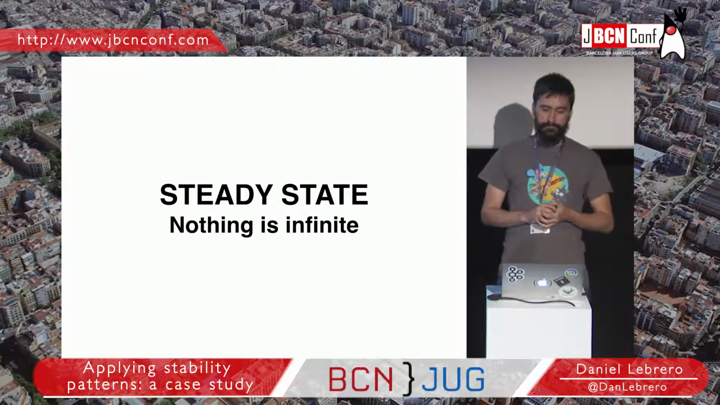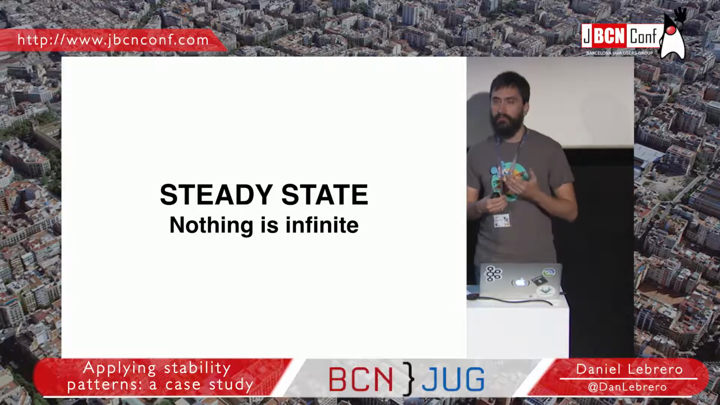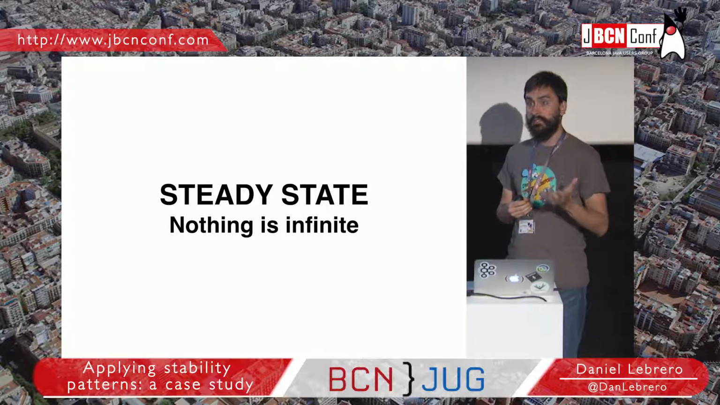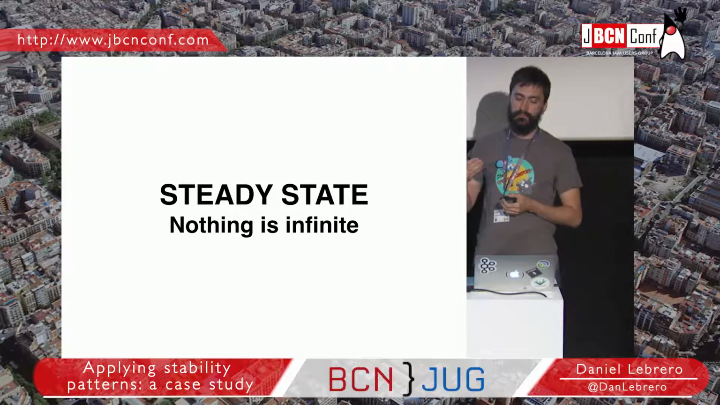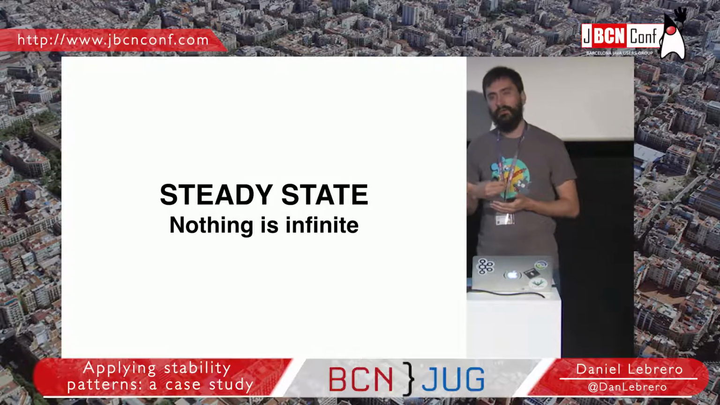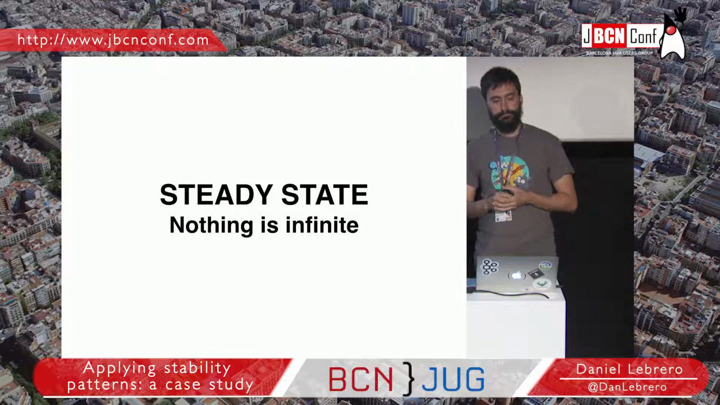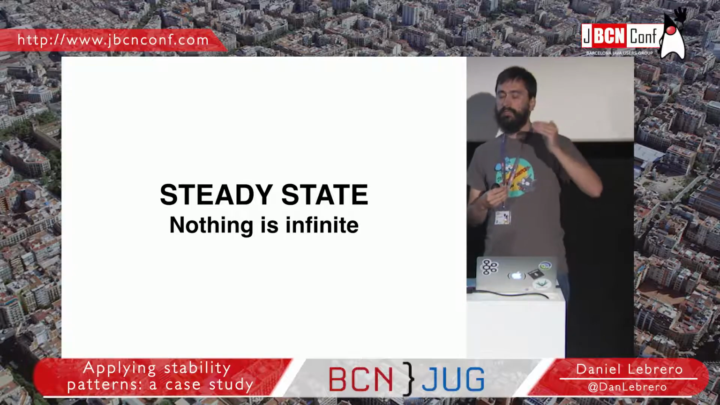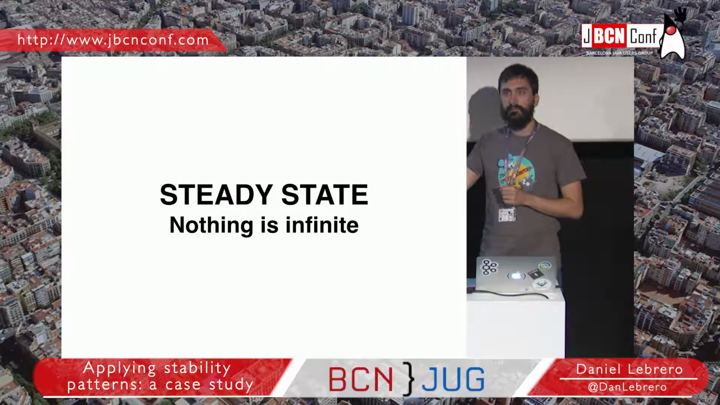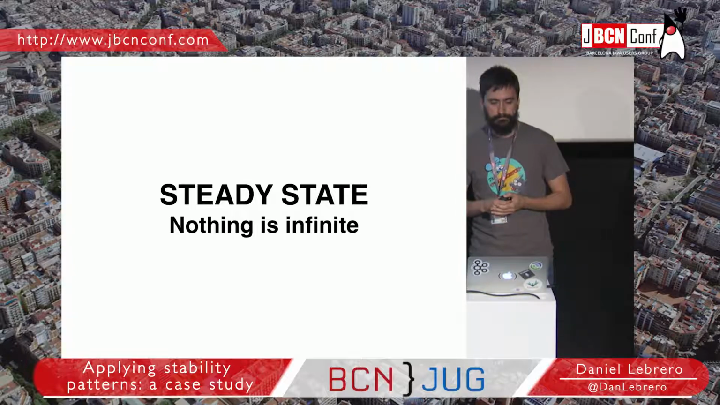The steady state pattern says that for every mechanism that accumulates a resource, there should be another mechanism that recycles that resource at the same pace or a faster pace, with the idea that no resource is infinite. Just think about garbage collection, right? If you are creating too many objects and your GC is not able to keep up, you end up with a completely unstable system.